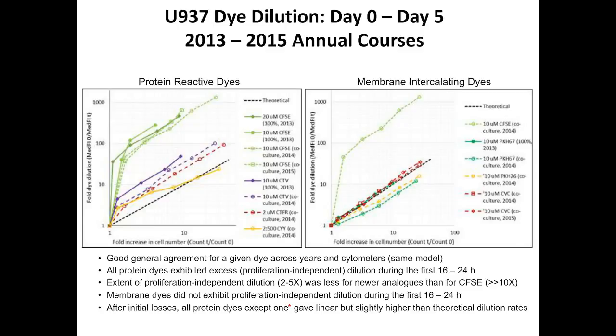We're looking at the fold increase in count on the x-axis and the decrease, or the fold decrease, in fluorescence intensity on the y-axis. And for the protein dyes, one thing that is very obvious with the green lines and symbols is that there's a big difference between CFSE and the other ones. And that's held up for a long period of time, so that there's actually a much bigger decrease in fluorescence intensity than you would predict with the CFSE dyes.